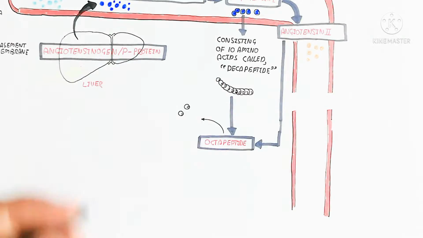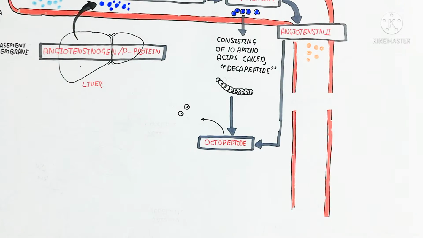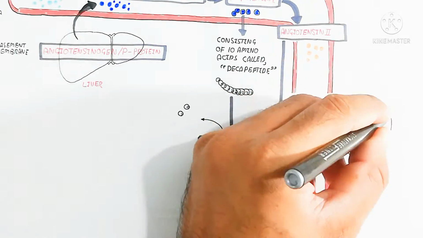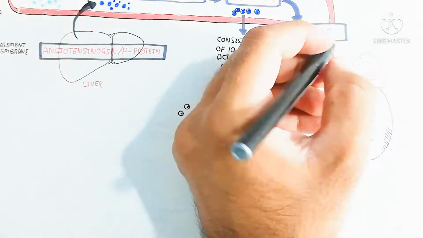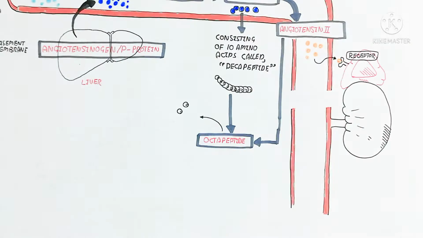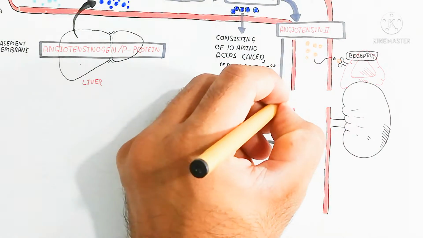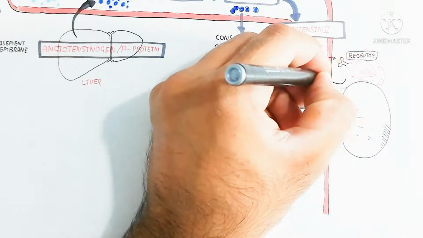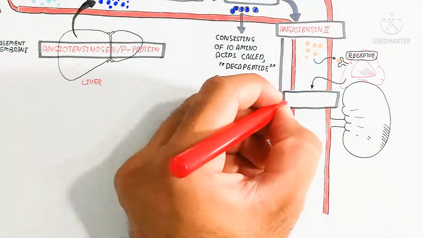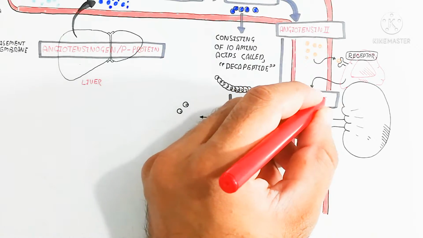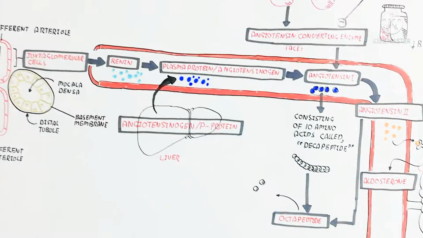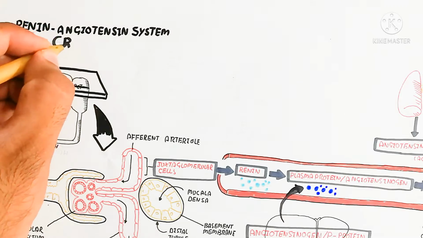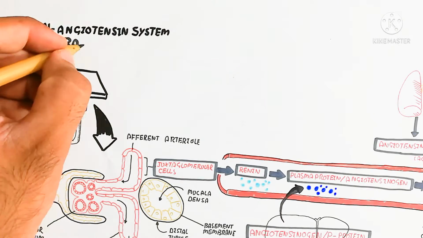This angiotensin 2 moves toward the adrenal gland, which is situated on the upper side of the kidney, as shown in the figure. It contains the angiotensin 2 receptor. This receptor receives angiotensin 2 and leads to the production of aldosterone.